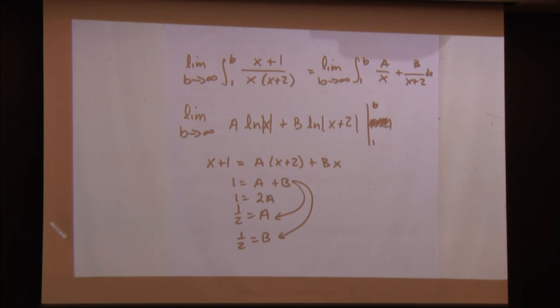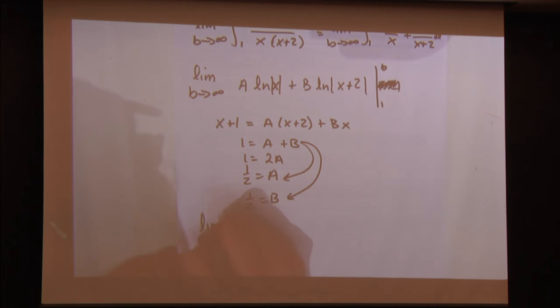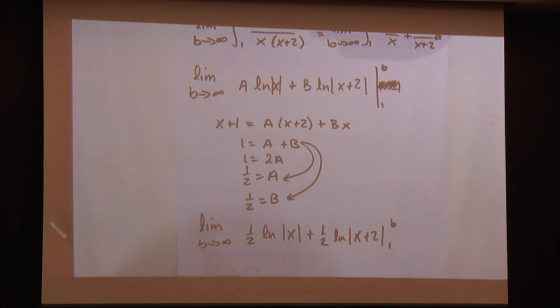Because what else could possibly make a whole? So, I know that we have the limit as b approaches infinity of 1/2 ln of x plus 1/2 ln of x plus 2 from b to 1. Plug in b, take the limit, you'll find out that it's equal to 0 or infinity. Life is bad. The integral is divergent.